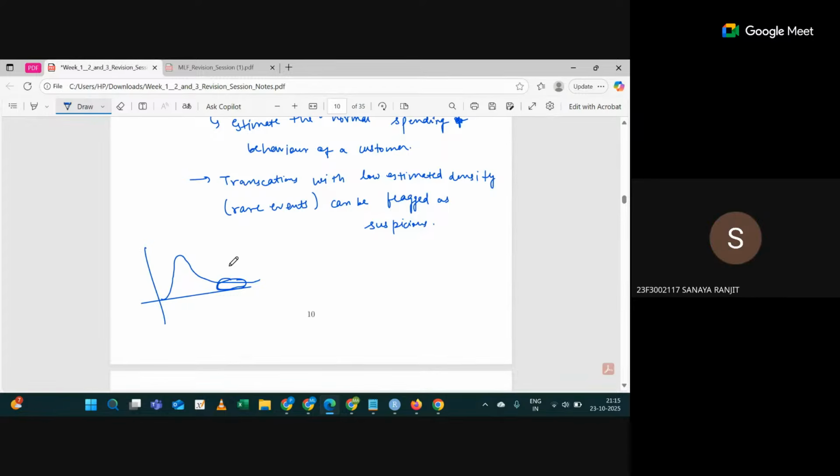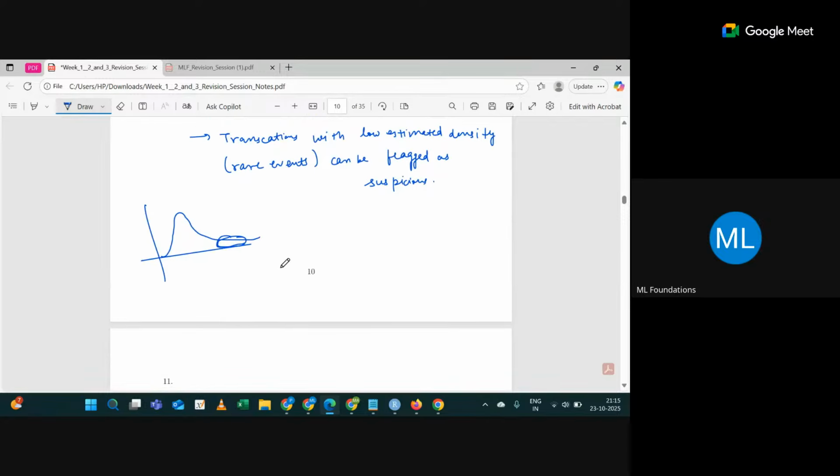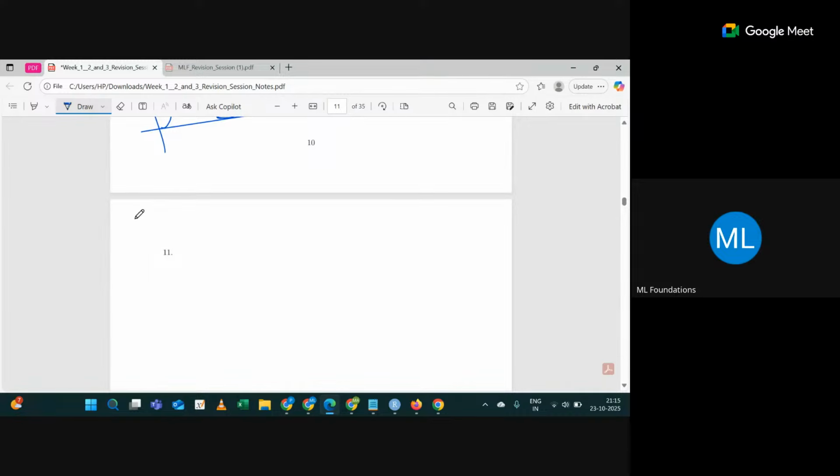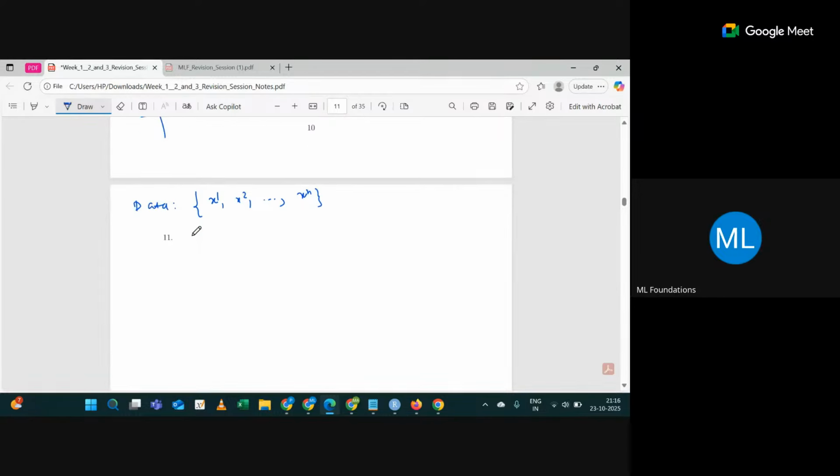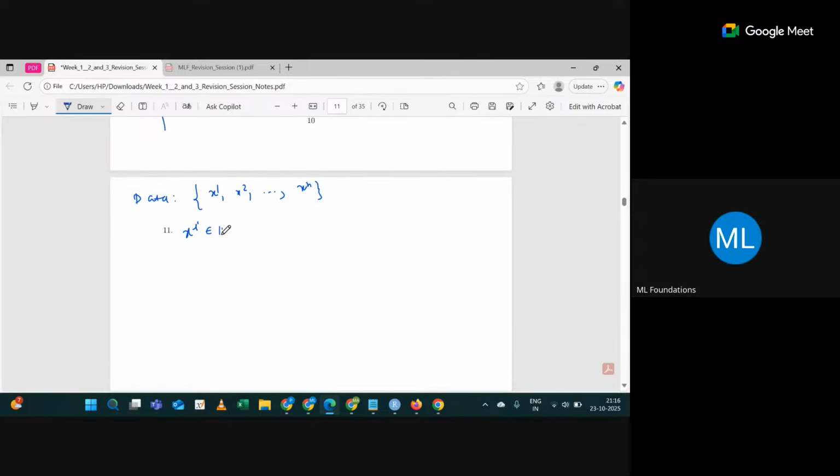Yes, sir. Okay, so let's go to the question part, because we have to discuss the things. What will be given? We have been given the data, let's say x1, x2, and so on, xn. And each example will be in R^d, and what we are going to do is the probability mapping.